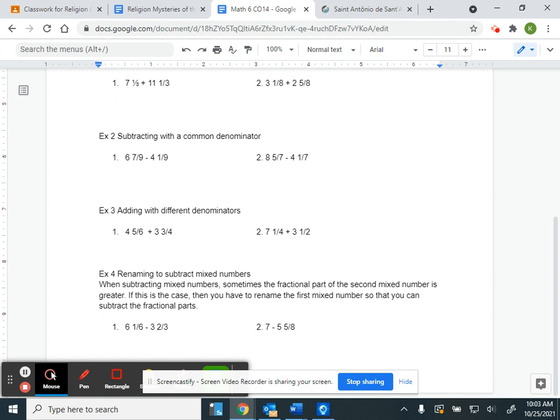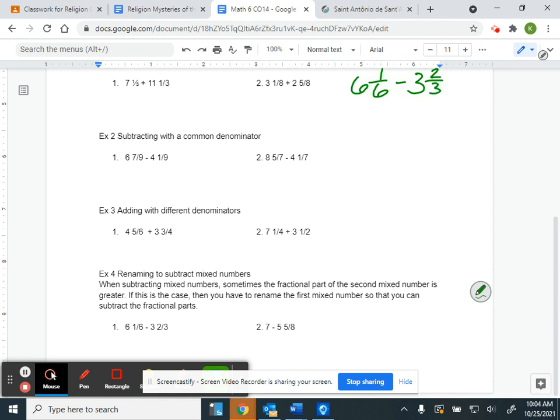Renaming to subtract mixed numbers. So when subtracting mixed numbers, sometimes the fractional part of the second mixed number is greater. If this is the case, then you have to rename the first mixed number so that you can subtract the fractional parts. Let me show you how that's done. I'm going to use the space up here so you can see it better. We have 6 and 1/6 minus 3 and 2/3.